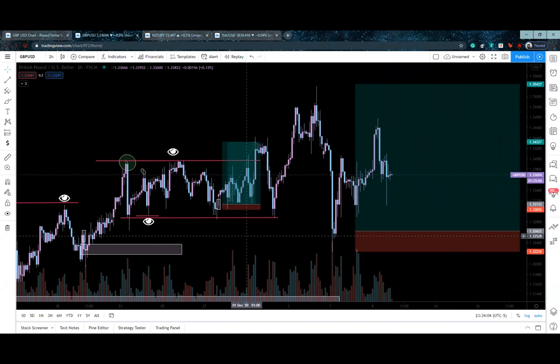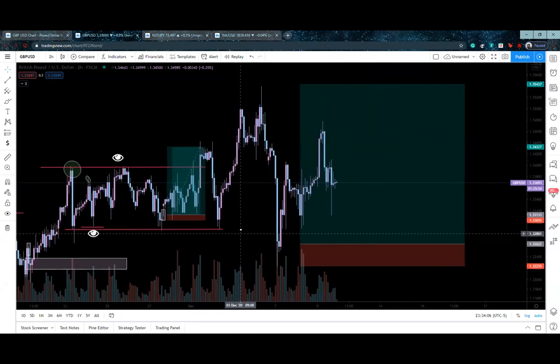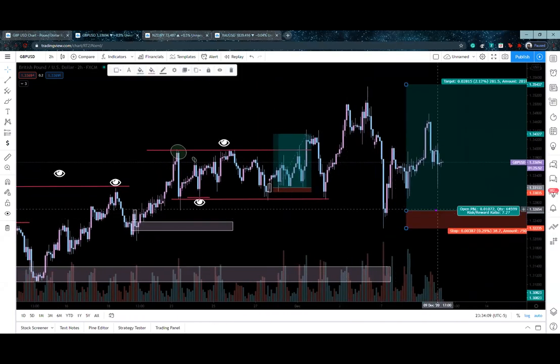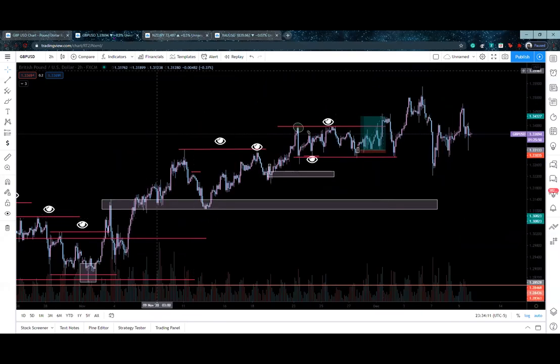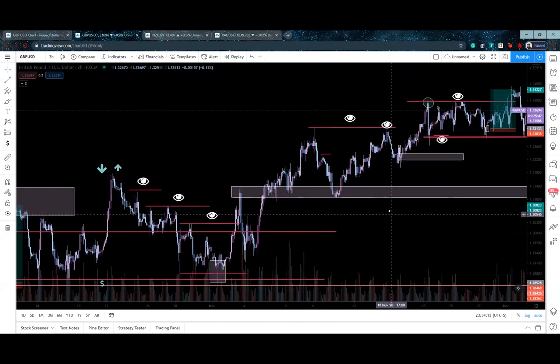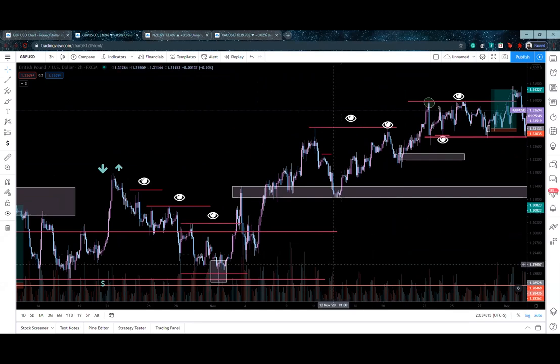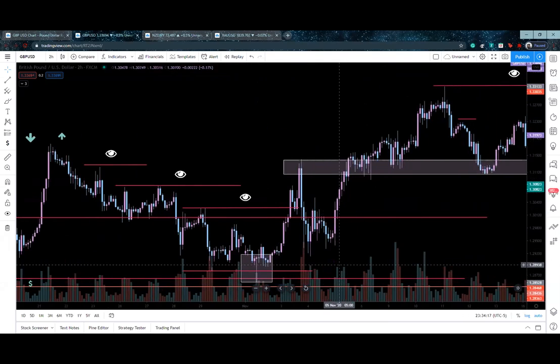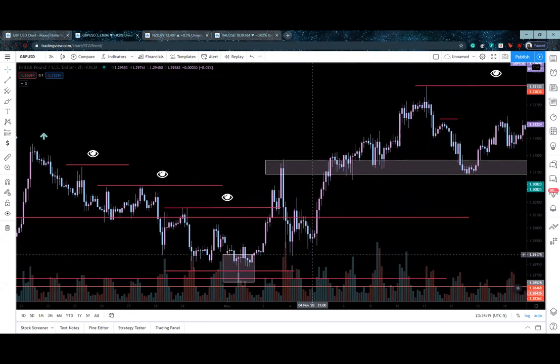I don't particularly like how the majors are moving right now, so I'm really just staying away from the majors. Literally, how you get a buy on these is the exact same way you would have gotten a sell. You just flip it around. So this is actually a good example of a buy.